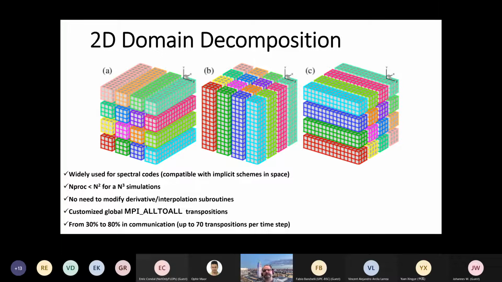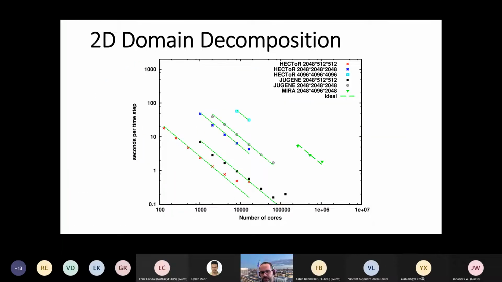The way it is working is that we are trying to avoid calculation and communication at the same time. So when we want to work in the X direction, we use this domain decomposition. When we work in the Y direction, we use this one, and in the Z direction, we use this one. And when we want to move from one domain decomposition to another, we are using the well-known global MPI all-to-all transpositions. It can be quite expensive, those global MPI all-to-all communications. We are doing about 70 transpositions per time step for a cost of about 30 to 80% in terms of communication. That might be quite large, but if we look at the strong scaling of the code, you can see here that we can achieve strong scaling up to 1 million CPU cores.